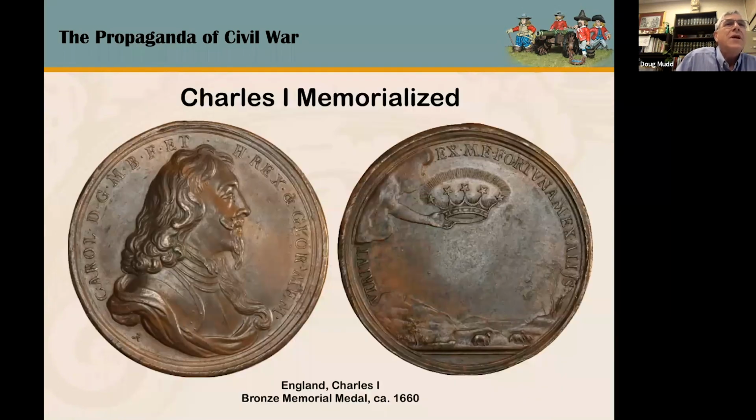Now, to end the main part of our presentation, Charles was remembered with nostalgia by some. His faults were forgotten, at least officially. This is a medal that was issued. Initially, it was dated to about 1660. There's now new research that suggests it might have been issued a little bit later, perhaps as late as the 1680s or 90s. But it's basically a nostalgic look back at Charles.